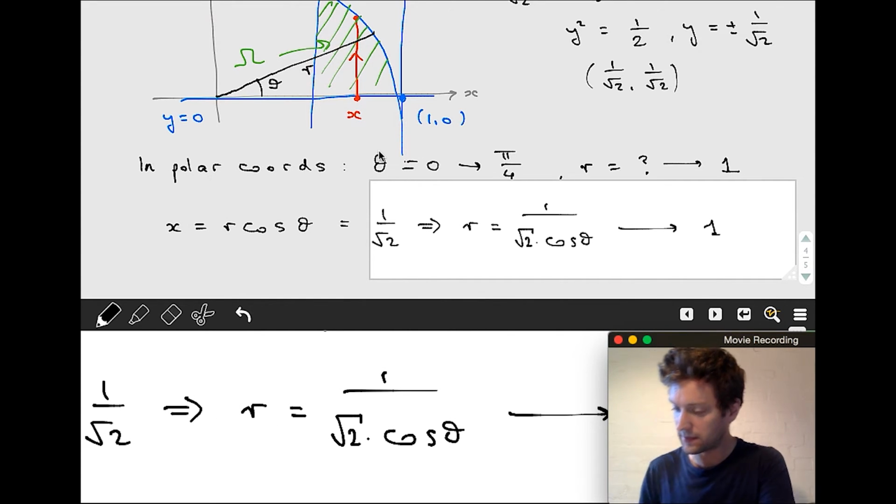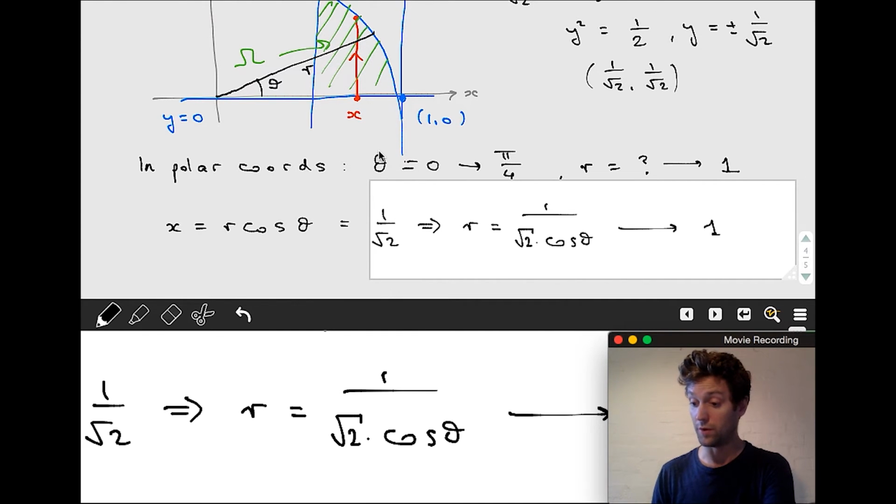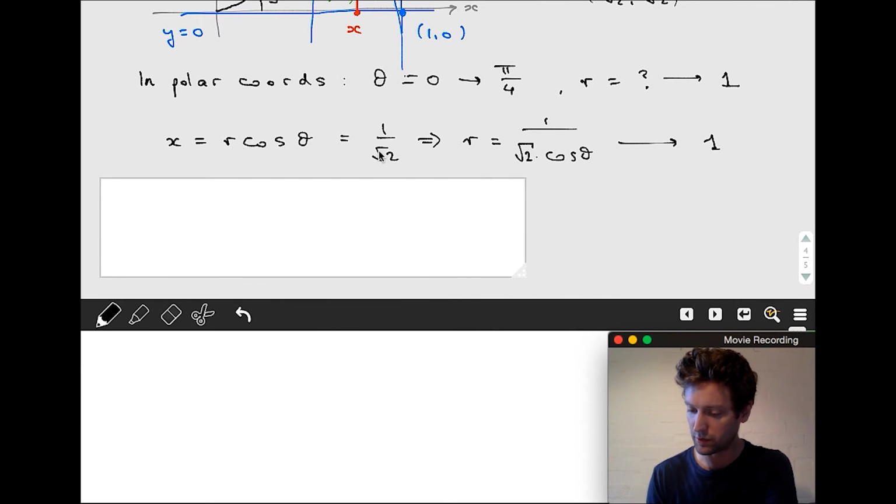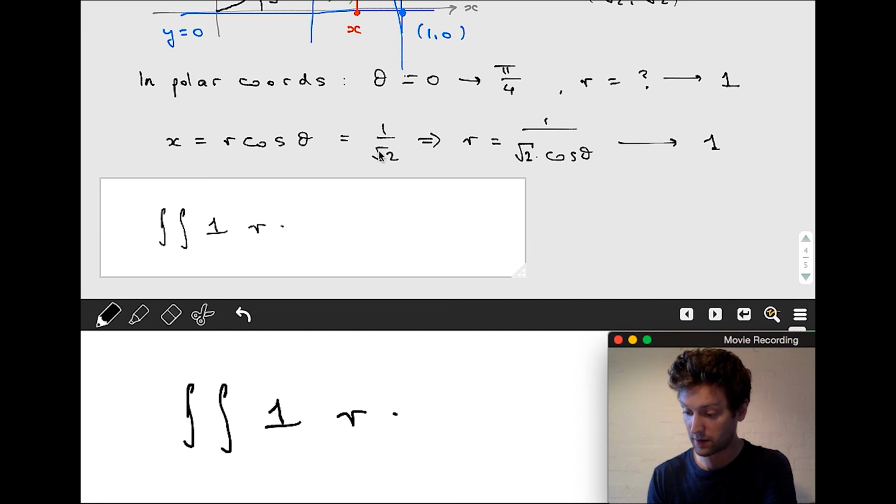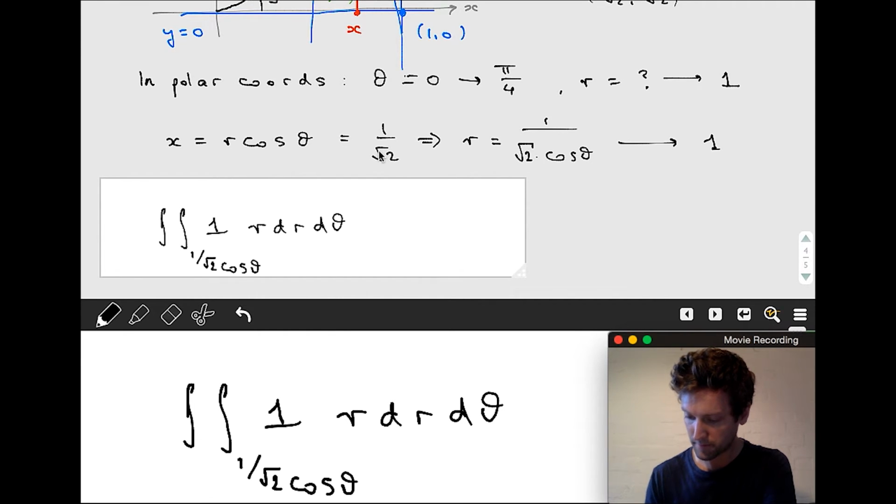And my second limit of integration is going to be 1 because I'm ending at the unit circle. Okay, so let's rewrite my integral. My integrand was just 1 because I'm calculating an area here. I'm replacing dy dx with r dr d theta, not forgetting that extra factor of r. And my limits of integration: r is my inner integral, so it goes from 1 over the square root of 2 cosine of theta to 1, and theta goes from 0 to pi over 4.